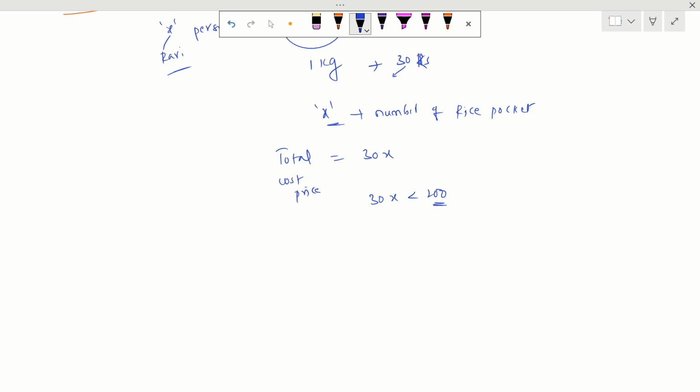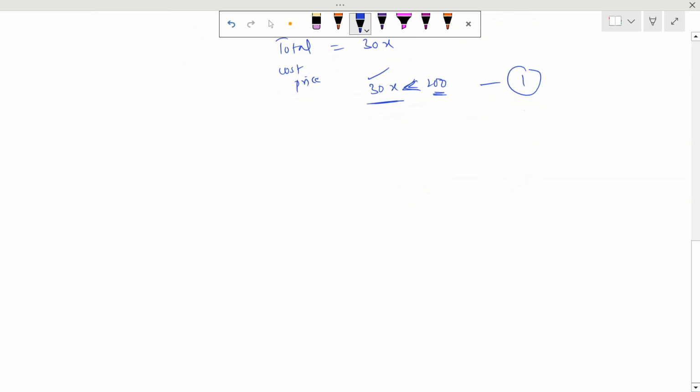Within the 200 rupees, the cost of one rice packet is 30 rupees and the number of packets will be x. Then within the 200 rupees he has to purchase. So the inequality is 30x less than 200, right? This is one type of inequality.